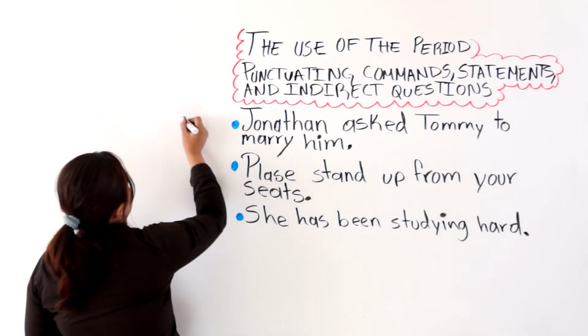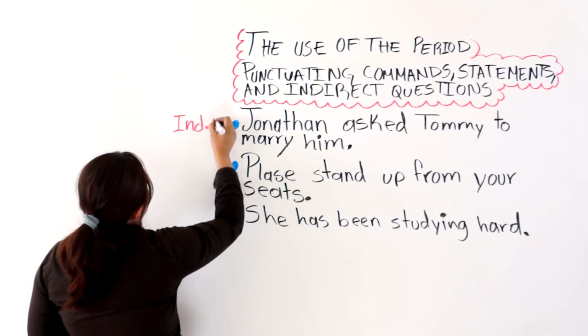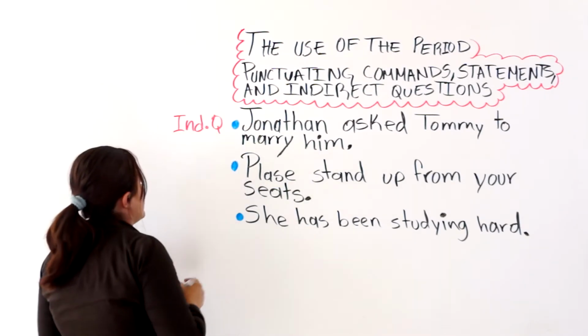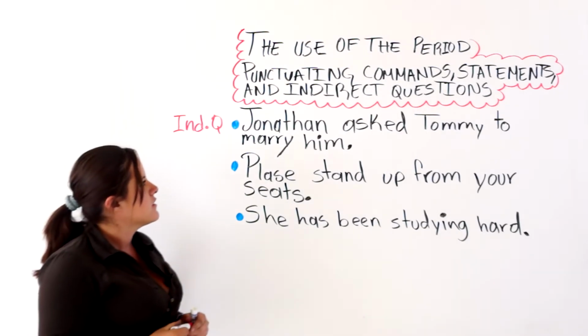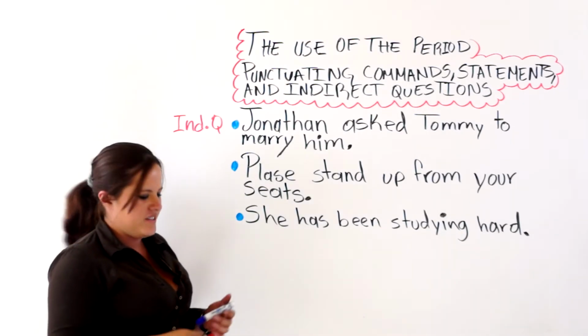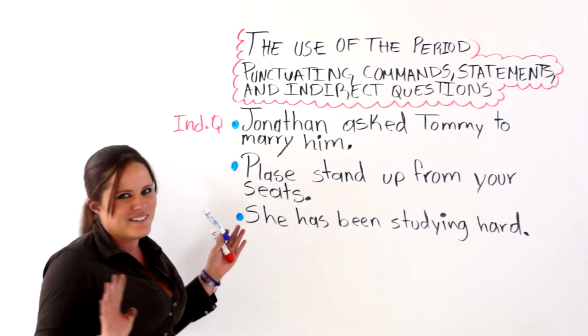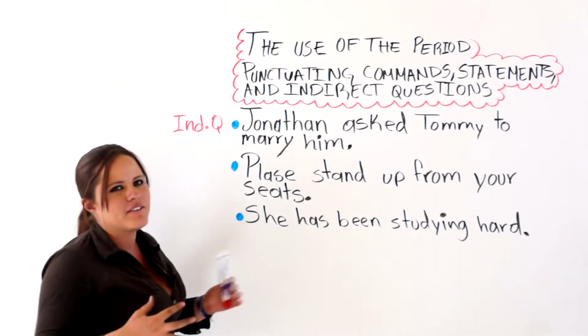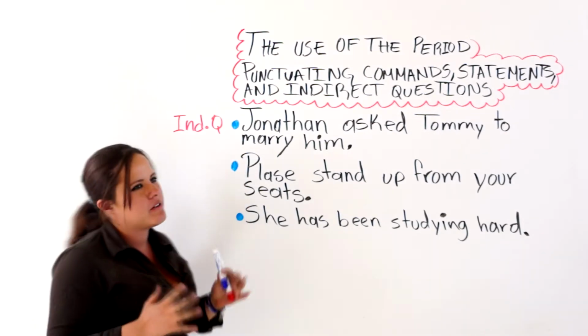I am just going to put ind and a Q. Indirect question. Jonathan asked Tommy to marry him. Tommy or Tammy? Actually, it was Tammy, but well, now we have Tommy. Now we have a gay marriage. Okay? Jonathan asked Tommy to marry him.